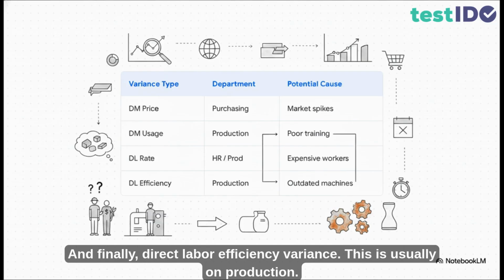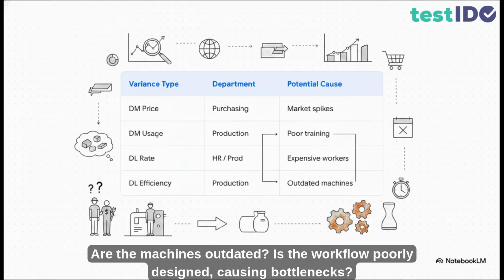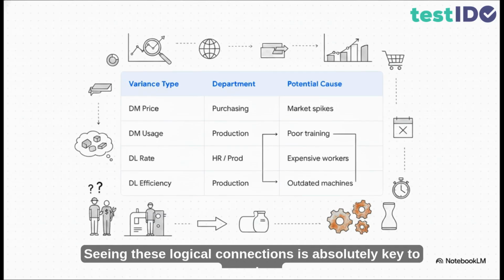And finally, direct labor efficiency variance. This is usually on production. Are the machines outdated? Is the workflow poorly designed, causing bottlenecks? Seeing these logical connections is absolutely key to passing.